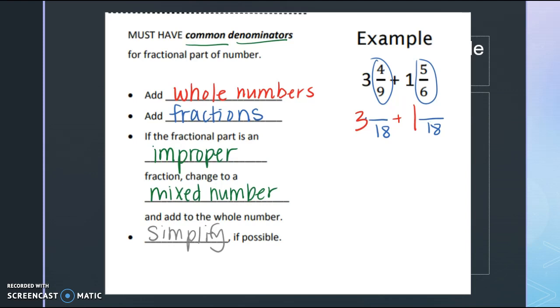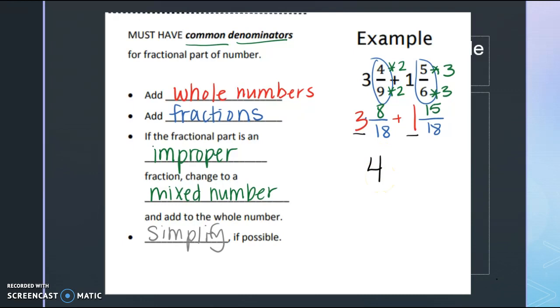So I had to multiply 9 by 2 to get 18. So I have to do the same thing to my numerator, multiply by 2. So I have 8/18. I had to multiply 6 by 3 to get to 18. So I have to do the same thing to my numerator, multiply by 3. And I get 15/18. So once we've gotten the common denominator, which is our very first step, we must have that common denominator for our fractions. We want to add the whole numbers. So 3 plus 1 gives us 4.